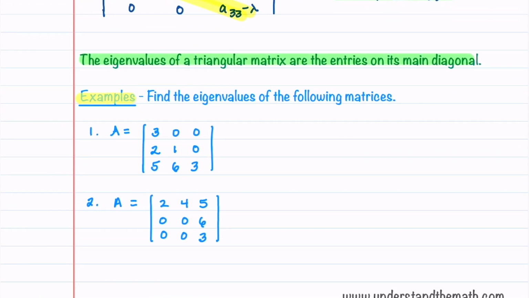Let's now look at two examples where we're going to find the eigenvalues of the following matrices. The hardest part of this problem is realizing that the matrix that you're given is a triangular matrix. Once you realize that, you can just write down the eigenvalues. In our first example, we have a lower triangular matrix and these entries along the main diagonal. This tells us that lambda is equal to 1 and 3. Because there are two values of 3, we'll often say that 3 has a multiplicity of 2.